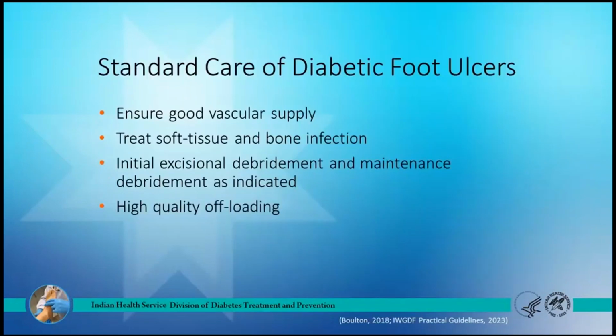Standard care for diabetic foot ulcers. We need to ensure good vascular supply. We need to treat the soft tissue and bone infection. We initiate excisional debridement and maintenance debridements as indicated. These debridements, if you need them, are serial in nature and weekly in the majority of cases. High quality offloading is the cornerstone of diabetic foot ulcerations.